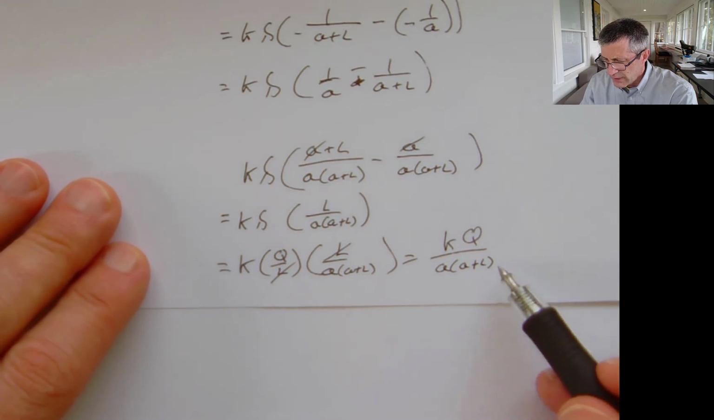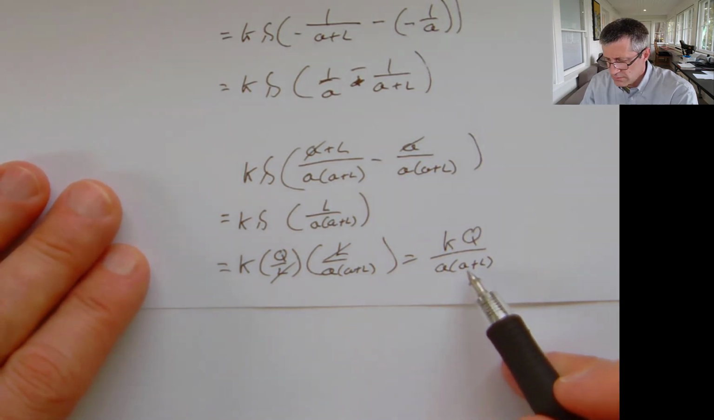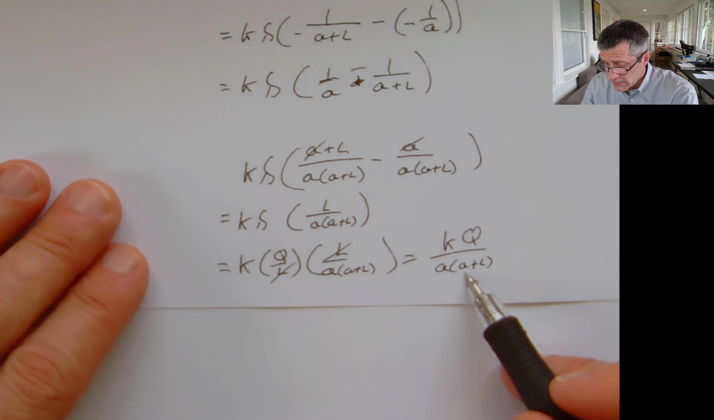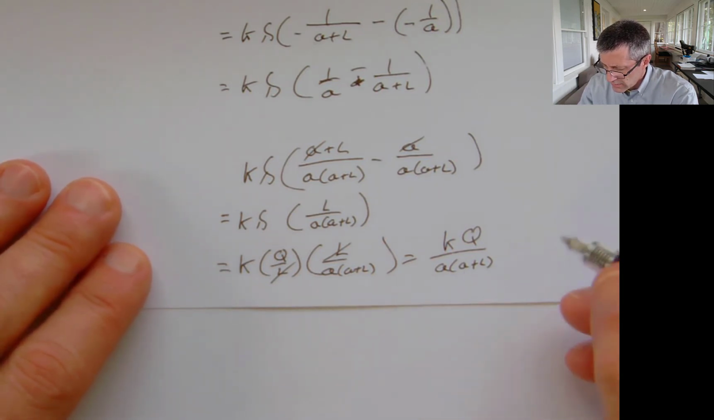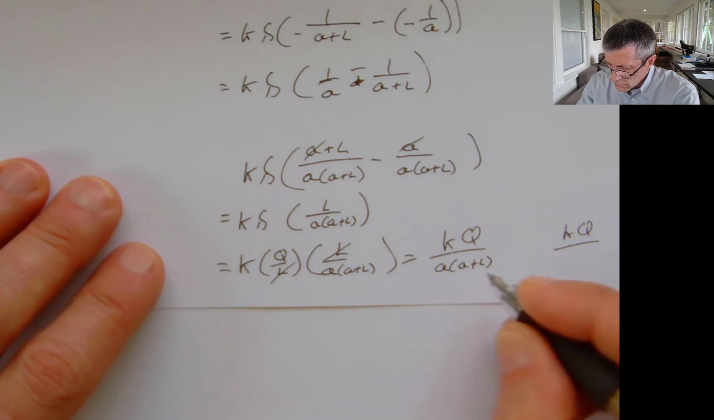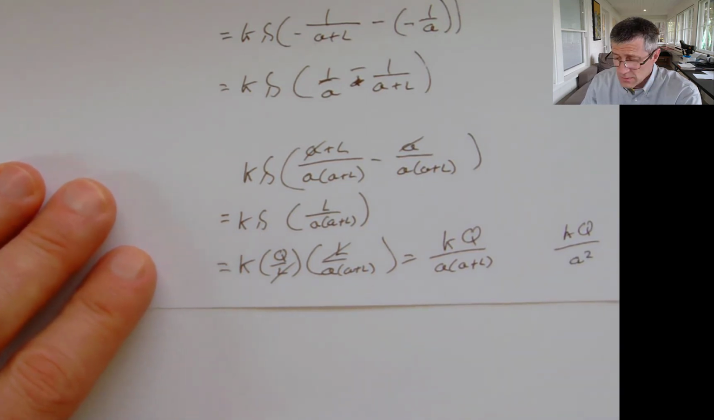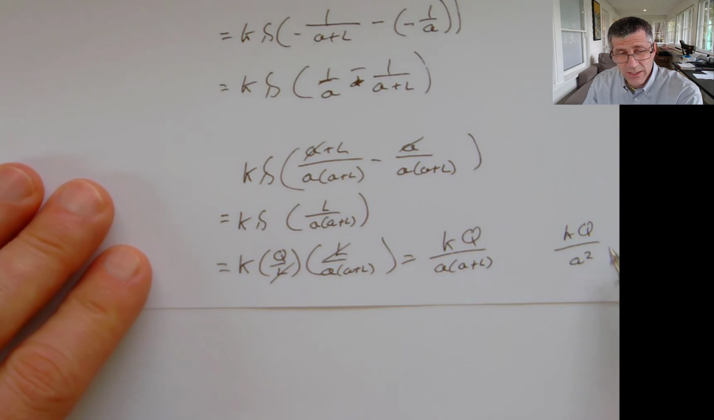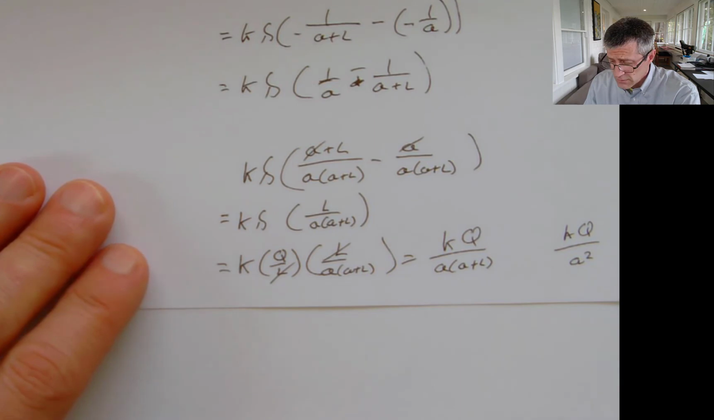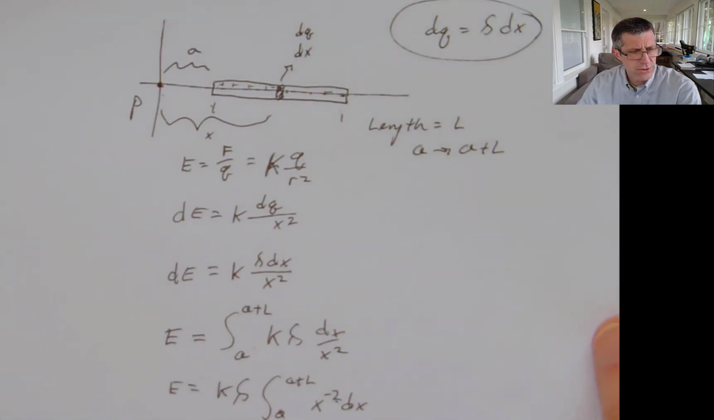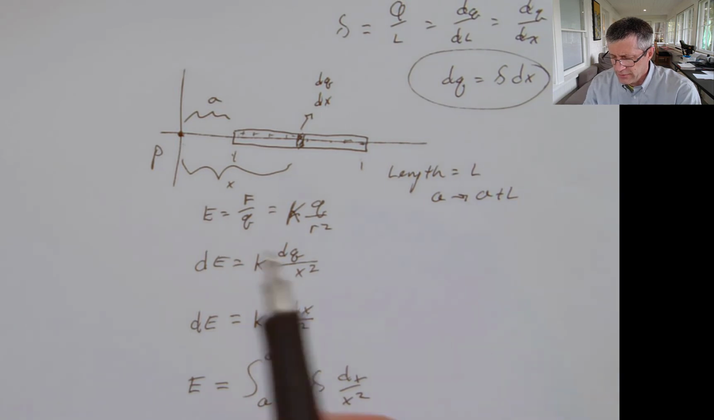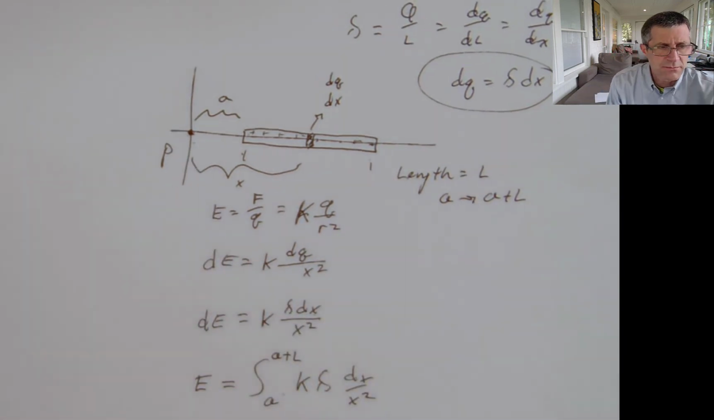Well, let me think about this. Does this make sense? What happens if I get really far away? If a is very large, then L becomes inconsequential, and I'm left with kQ over my distance squared, so kQ over r squared. So it acts like a point charge when I get really far away. Hopefully that makes sense and is consistent. So this is a way that we use linear charge density to get the electric field at some distance from a rod like this. Anyway, I hope that's helpful, and we'll move on to different shapes and look at electric fields from different shapes.